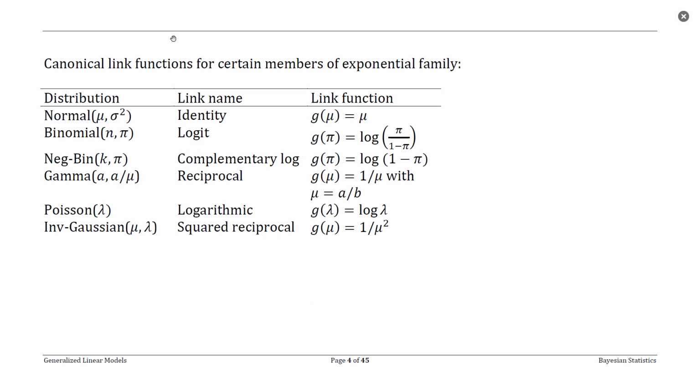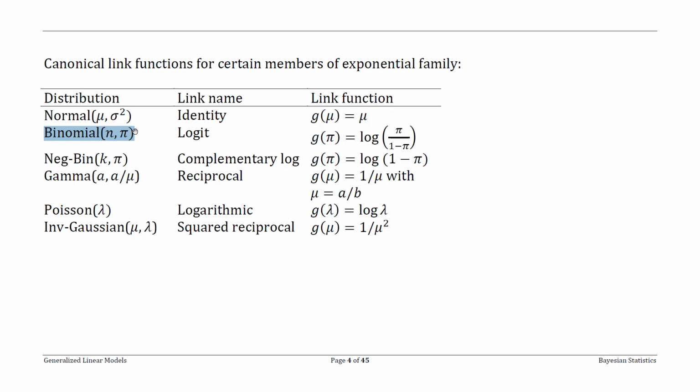So here are some canonical link functions for certain members of an exponential family. The most well-known is the normal mu sigma squared distribution. We've actually already done this kind of generalized linear model. We just covered them as normal error regression models. And the link function is just the identity. So in fact, g of mu is equal to mu. There's actually no transformation of the mean here, and we're going to set the mean of our data equal to x beta.